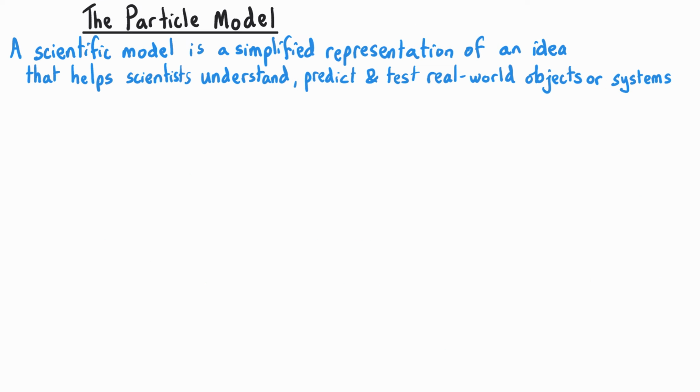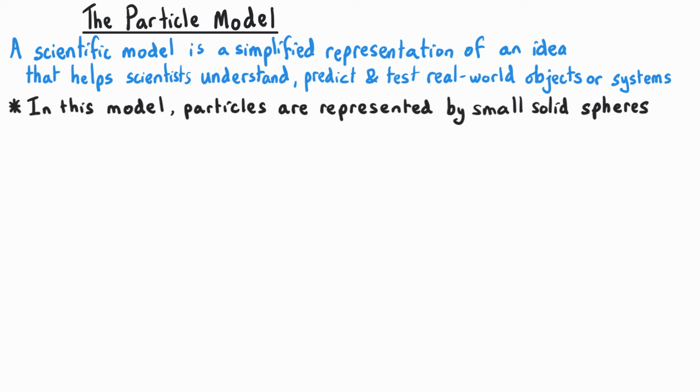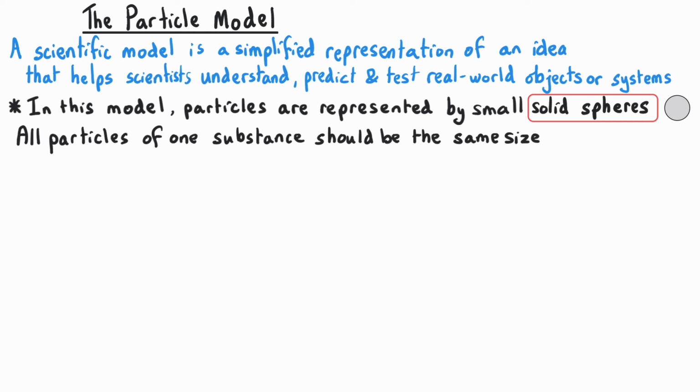A scientific model is a simplified representation of an idea, and this idea can help scientists to understand, to predict, or to test real-world objects or systems. In the particle model, the particles are represented by small, solid spheres, and we draw them as two-dimensional circles. All of the particles in one particular substance should be drawn as the same size, so it's important to draw them carefully. But particles of different substances would be shown as different sizes and possibly as different colours.